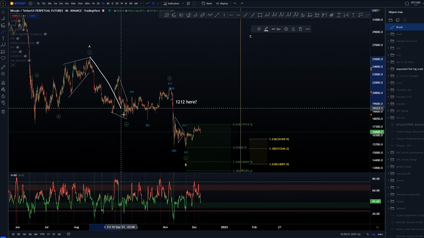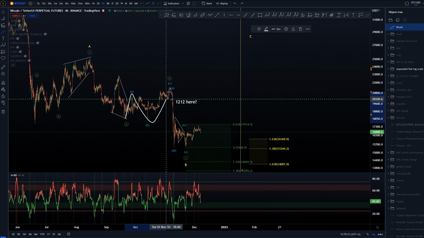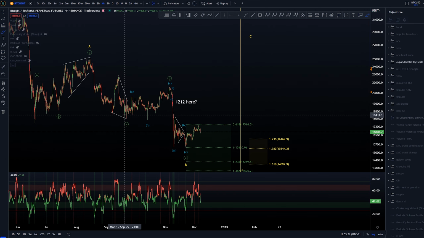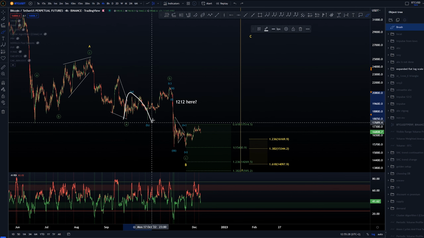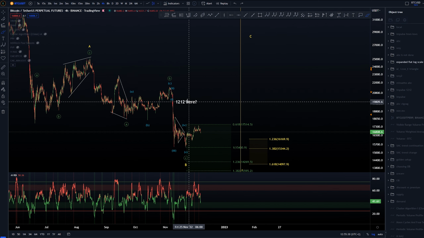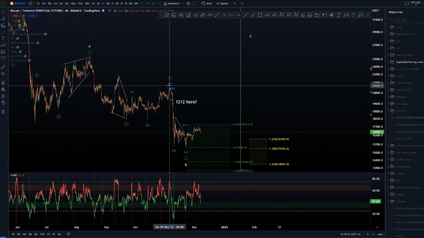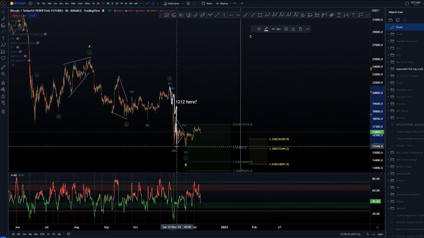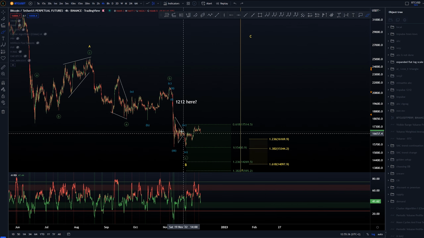So in here we would have a 5-wave structure into A wave, ABC into B wave. Again, this is not a diagonal, so we can have that expanded flat here on that wave B, and then a 5-wave structure as a 1, 2, 1, 2, 3, 4, 5 into 3rd, 4th, and 5th.